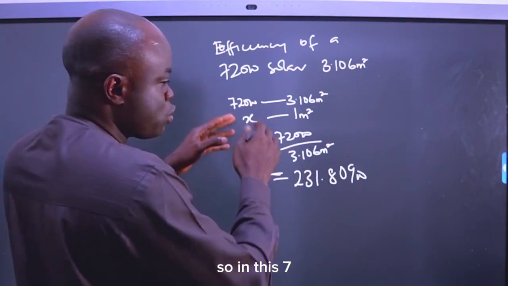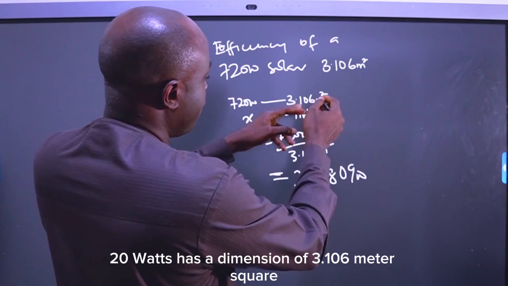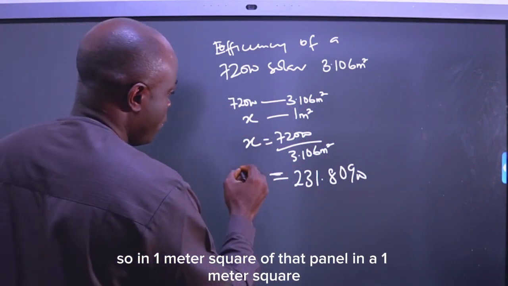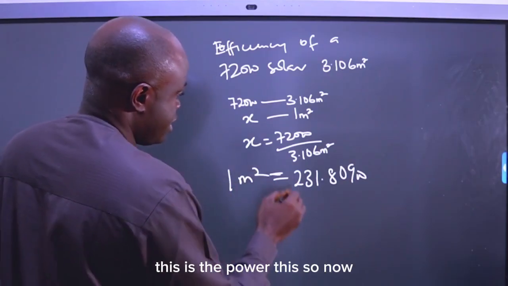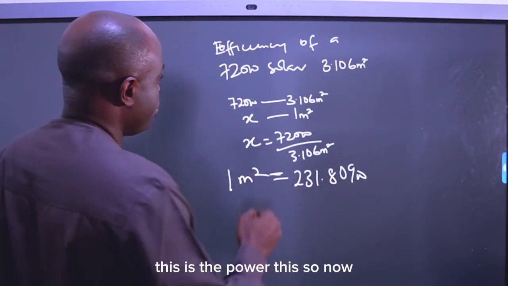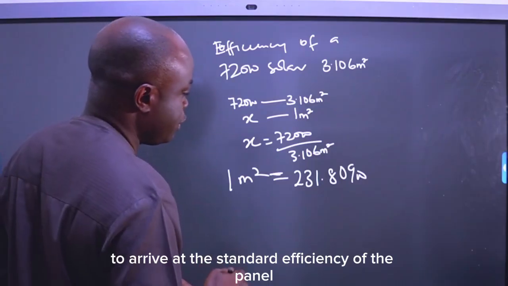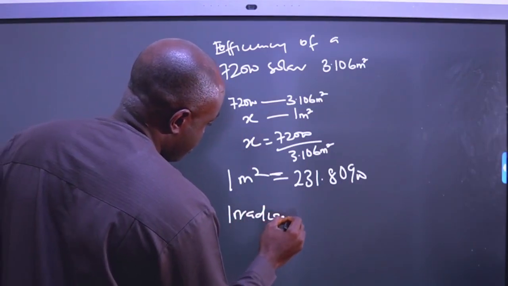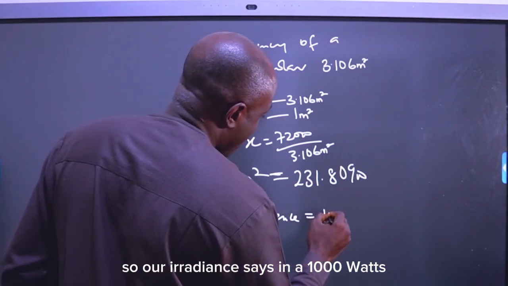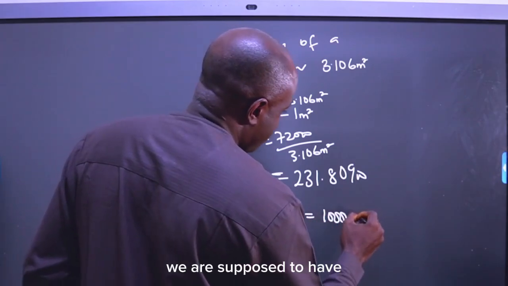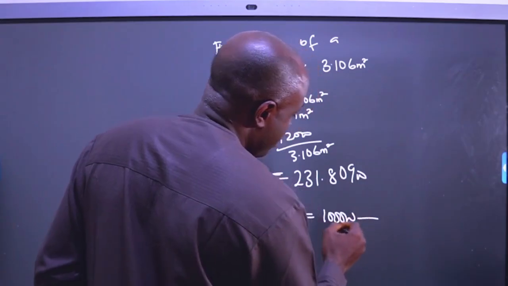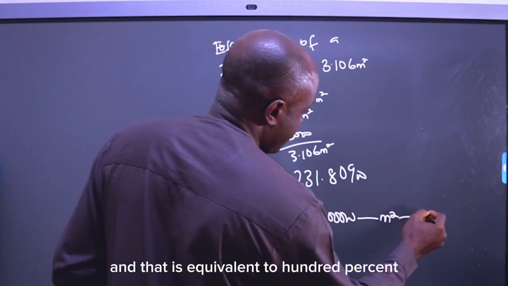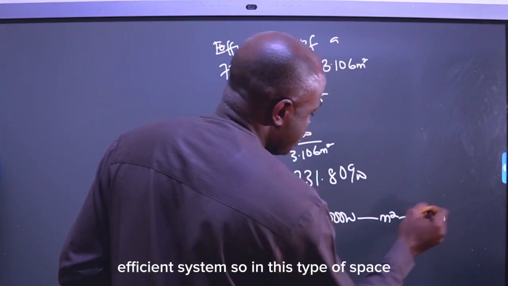So in this 720 watt panel, the dimension is 3.106 meter square. In 1 meter square of that panel, this is the power. Now, to arrive at the standard efficiency of the panel, we will use our irradiance information. Our irradiance says that 1000 watts should be gotten from a meter square, right? And that is equivalent to a 100% efficient system.